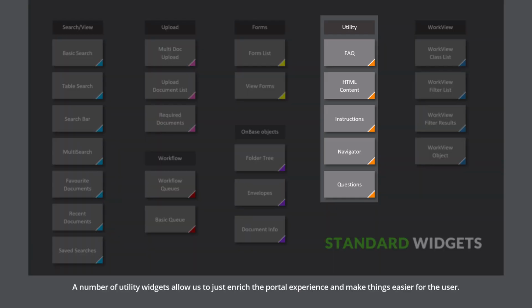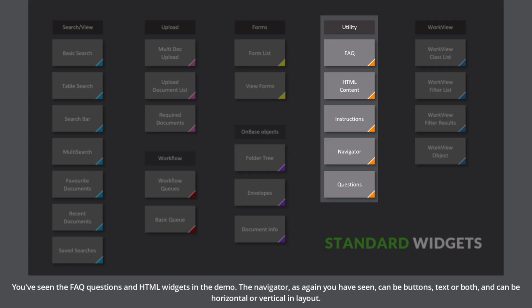A number of utility widgets allow us to just enrich the portal experience and make things easier for the user. You've seen the FAQ, questions, and HTML widgets in the demo. The navigator, as again you have seen, can be buttons, text, or both, and can be horizontal or vertical in layout.